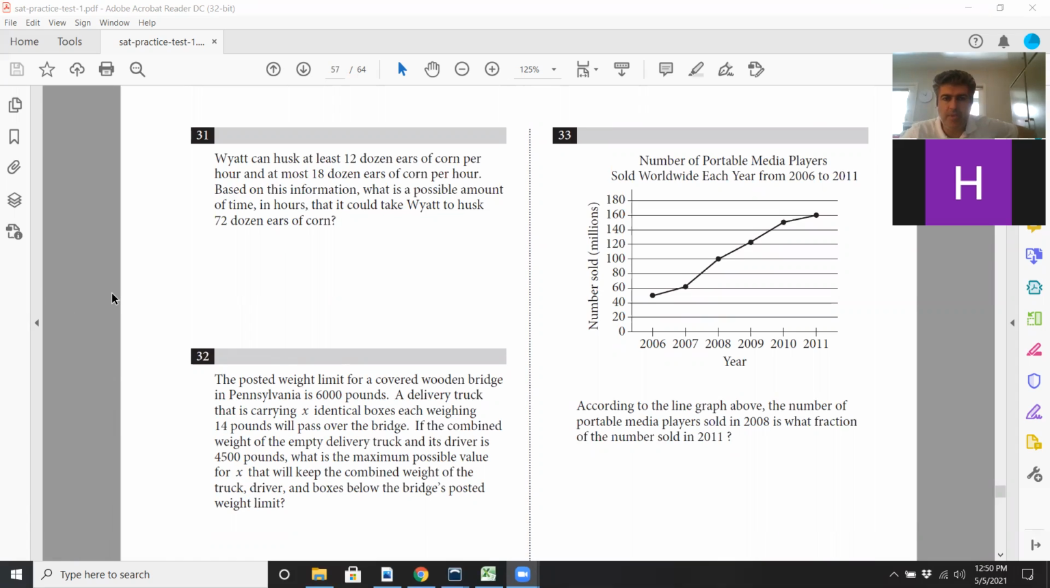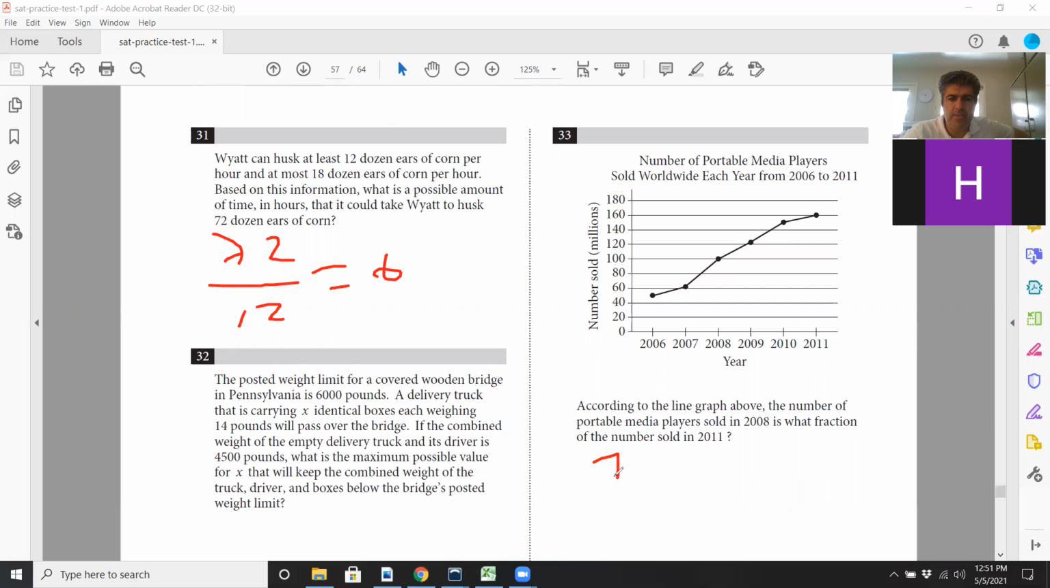Y can husk at least 12 dozen ears of corn per hour, and at most 18 dozen ears of corn per hour. So somewhere between 12 to 18, you can husk the corn, so you can remove all the stuff from the outside. Based on this information, what is the amount of time in hours that it could take Y to husk 72 dozen ears of corn? Well, let's assume he goes at the slow rate. So it would take him 6 hours.